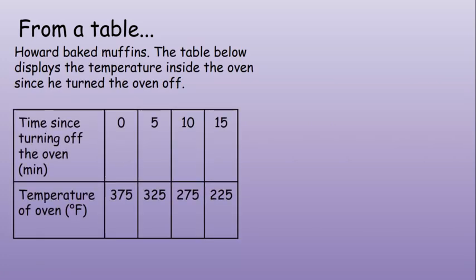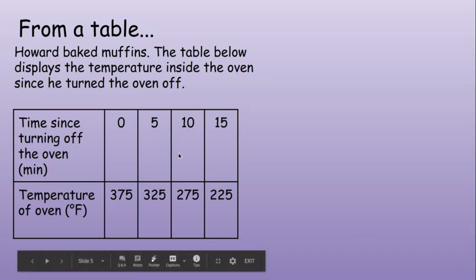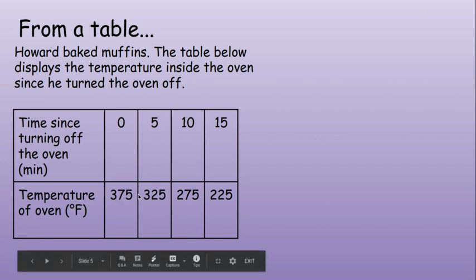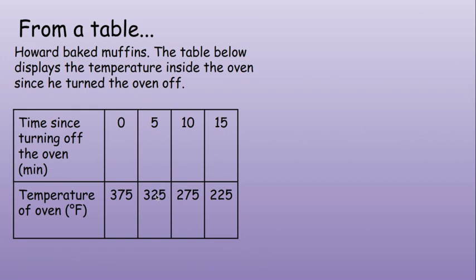Lastly, you might be asked to write any linear function from a table. And here's what we have here. Howard baked muffins. The table below displays the temperature inside the oven since he turned the oven off. So my top will be my x values. The bottom is my y values. Time since turning the oven off, it's been 0 minutes, 5 minutes, 10 minutes, 15 minutes, and here's the temperature of the oven. It started at 375. After 5 minutes, it was only 325 degrees. After 10 minutes, it's down to 275, and after 15 minutes, it's down to 225.